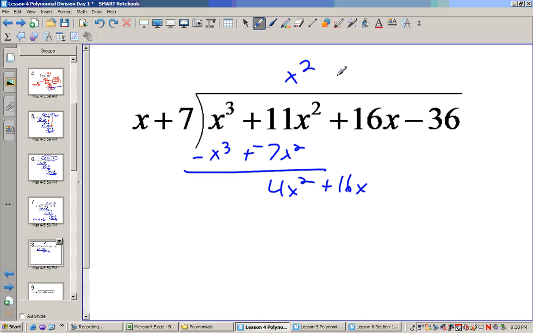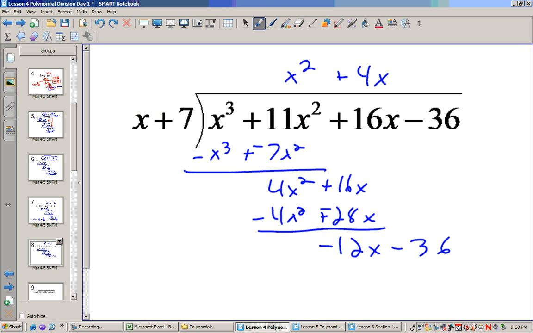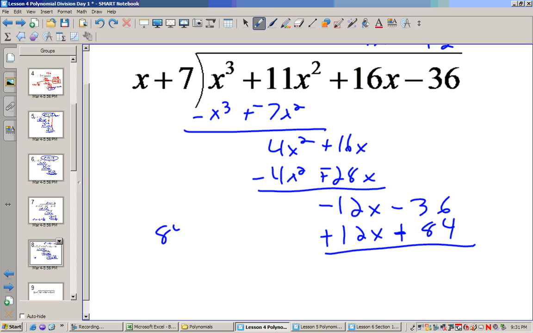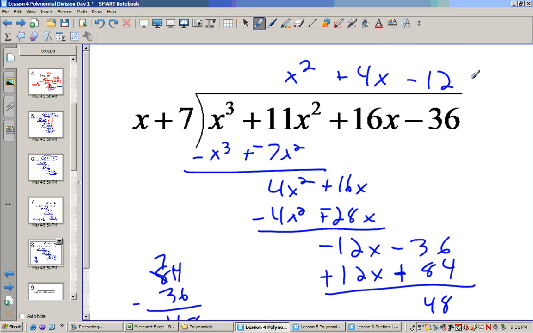So now what times x gives us 4x squared? That should be 4x. When I multiply it out, we have 4x squared plus 28x. Subtract it out, leaving negative 12x minus 36. What times x gives us negative 12x? That'd be negative 12. Multiplying it, negative 12x, that would be a minus 84. When I subtract, that changes both those to addition. So 84 minus 36 would give us 48. So it would be this quotient plus 48 over x plus 7.